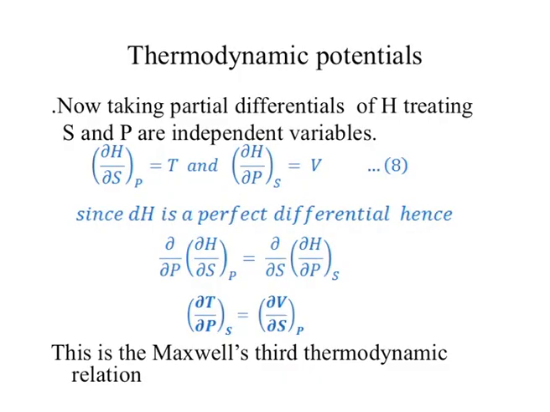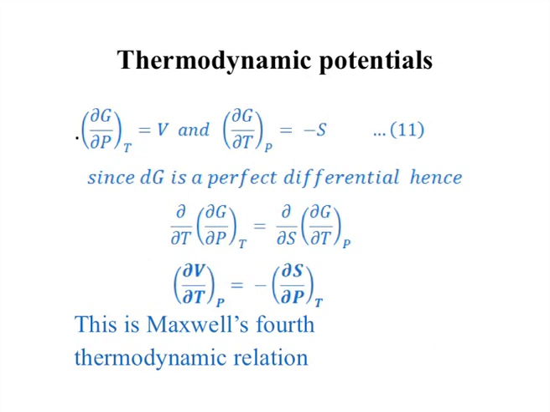With the help of this we calculated Maxwell's third thermodynamic relation, which we got as dou T by dou P at constant S is equal to dou V by dou S at constant pressure. The fourth Maxwell thermodynamic relation is dou V by dou T at constant pressure is equal to minus dou S by dou P at constant temperature. So, these are the 4 thermodynamic Maxwell's relations which we have calculated.